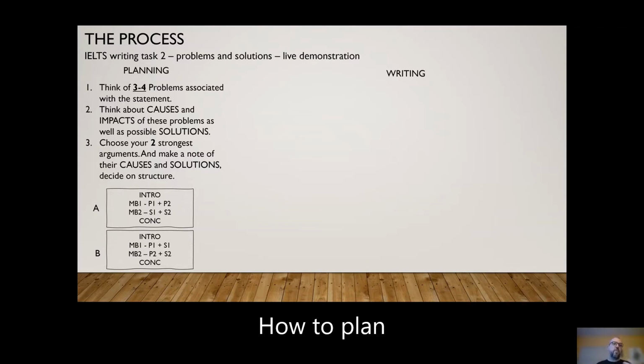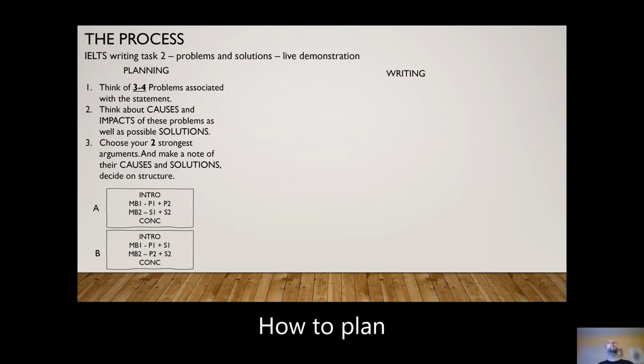So after the introduction, we have 1 paragraph which is going to outline the first reason why the aging population is a problem, and 1 paragraph which is going to outline the second reason why aging population is a problem. You're going to move on to a new paragraph and you're going to talk about the solutions to both of those problems. Now, the advantage of structure A is it has greater clarity.